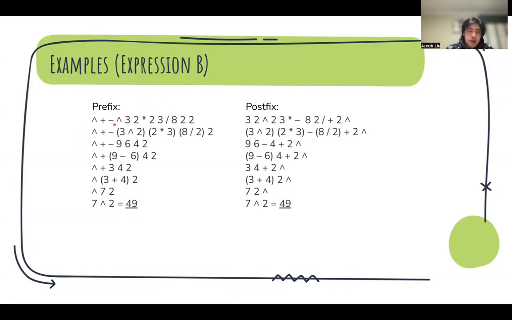Here are basically the steps, right? When you come across an operator, two numbers right after it, and then you keep doing those steps until the end. Postfix, basically the same thing, right? Operator, two numbers right before it.